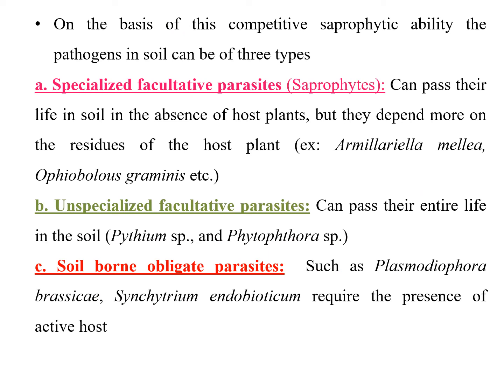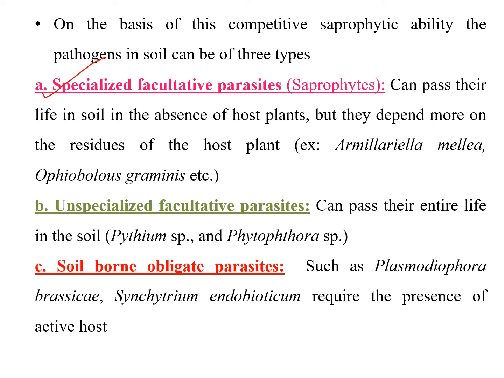On the basis of this competitive saprophytic ability, meaning how much competitive capability it has, the pathogens in the soil can be divided into three types. First one is the specialized facultative parasites. Facultative parasite means originally they are saprophytic in nature, but when the host plant is available, they are capable of becoming a pathogen.